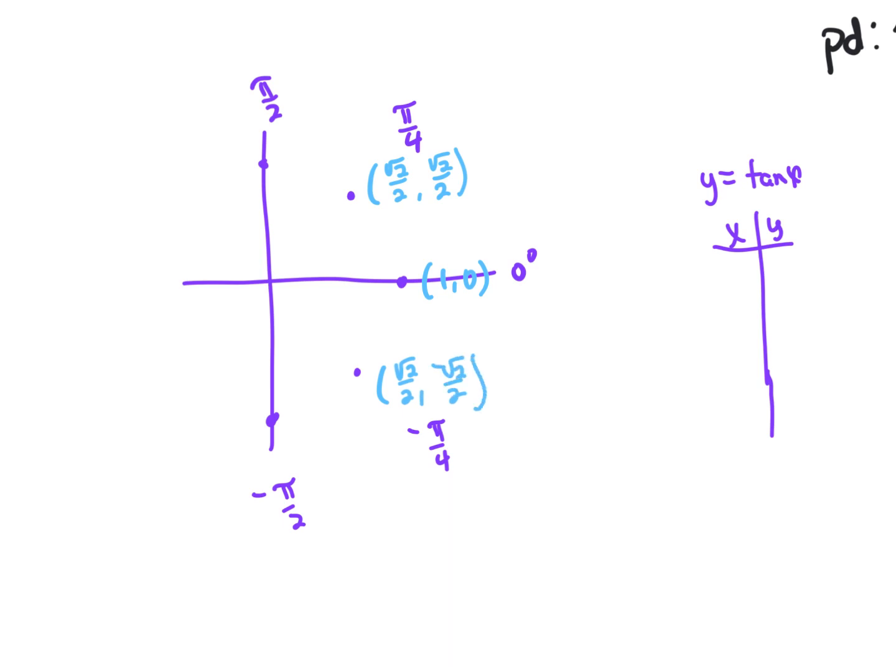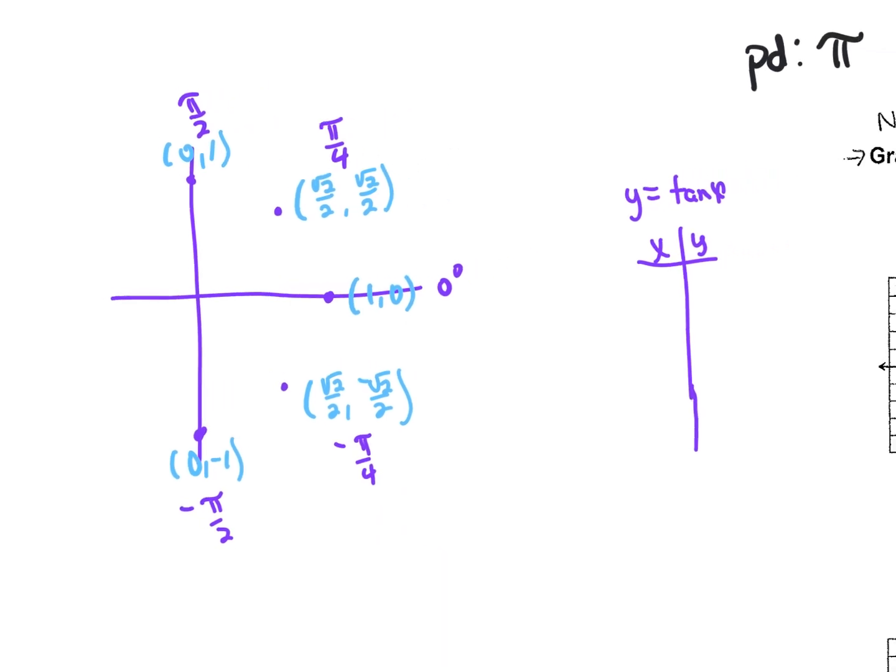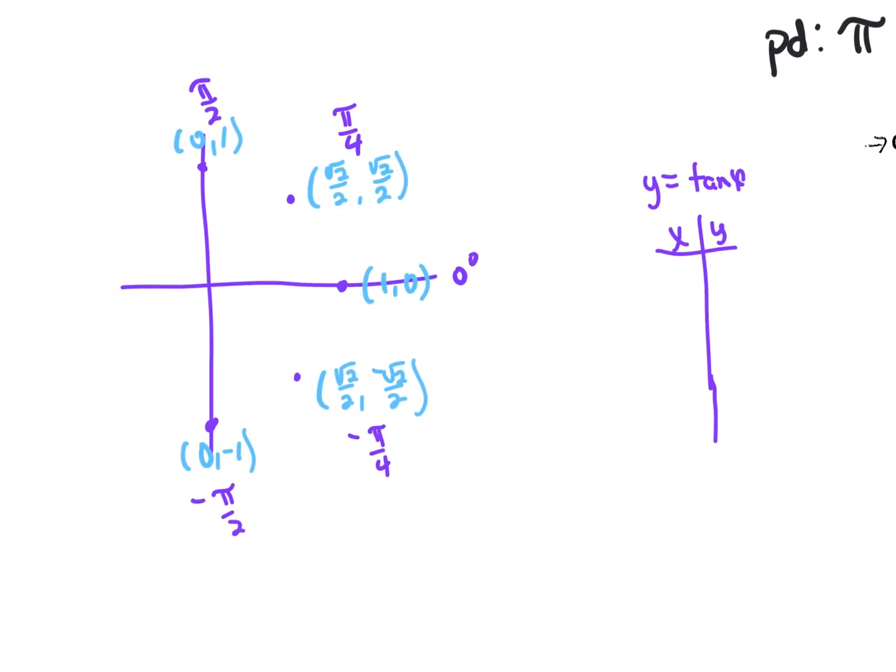All right, and then at 90 degrees, John, what's the coordinate up there at pi over 2? 0, 1. Yep, there we go, 0, 1. And then down here at negative pi over 2, Talia? 0, negative 1. Awesome.